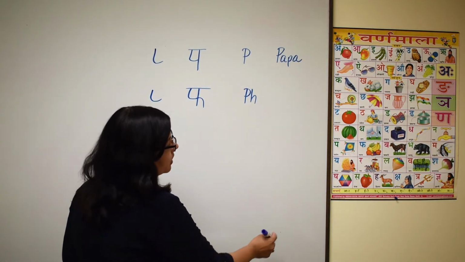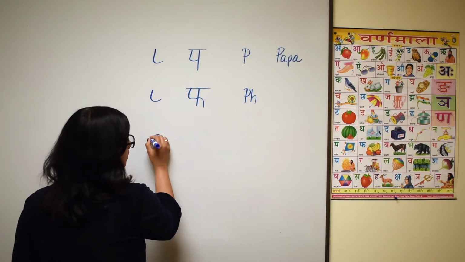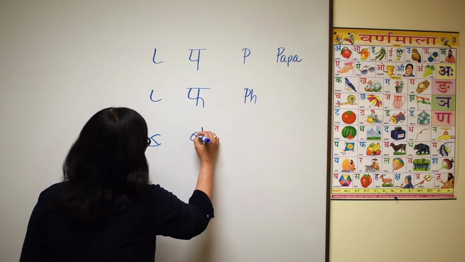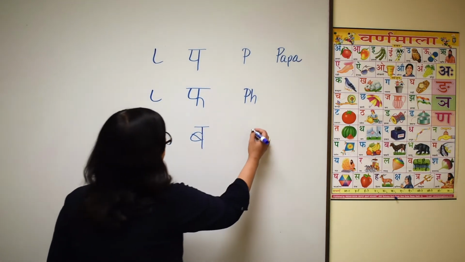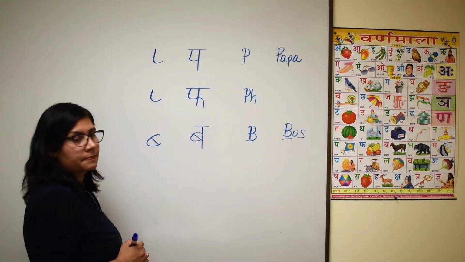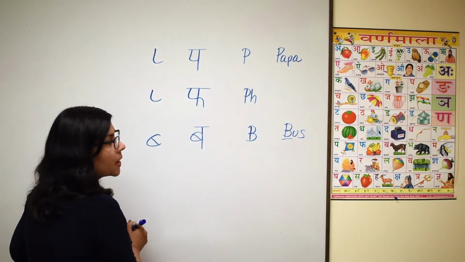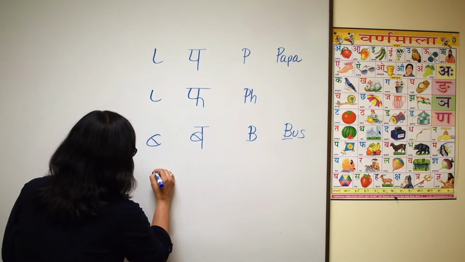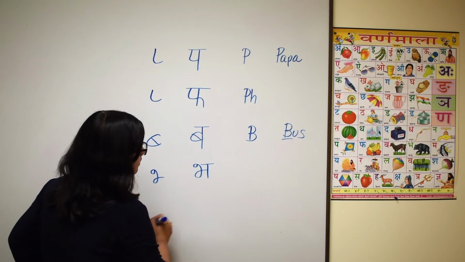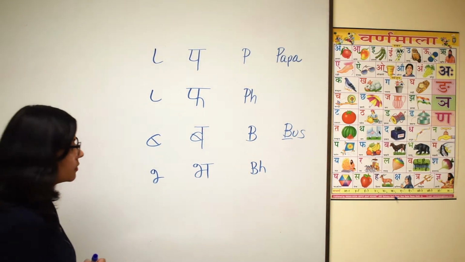Okay, the next one is ba. That's our b. Okay, so we make this with the line. You can draw like this. Okay, that's our b. B as in bus. Okay, and then the next one after that is the aspirated version of b, which is bha. And again, we have that loop, okay, which we are not going to cover with the line.